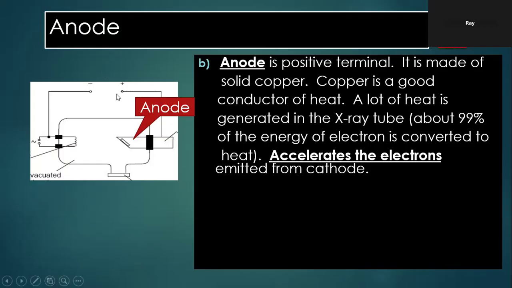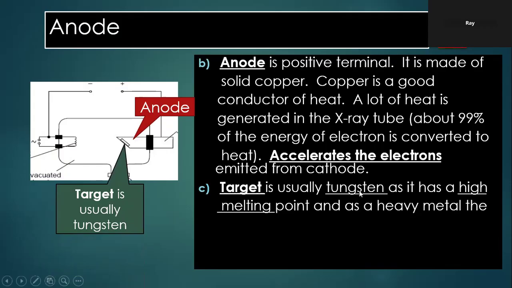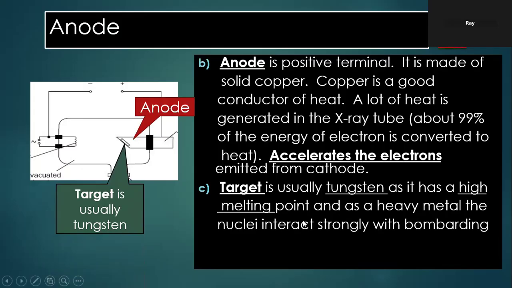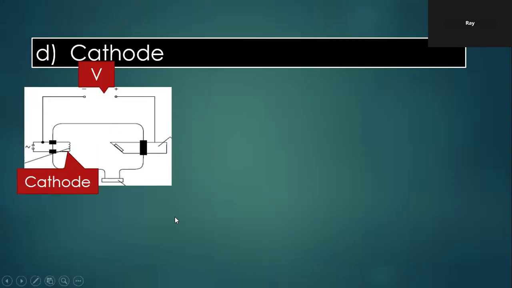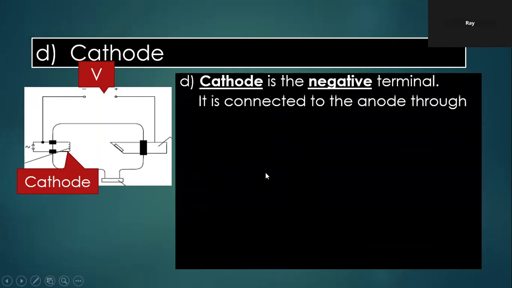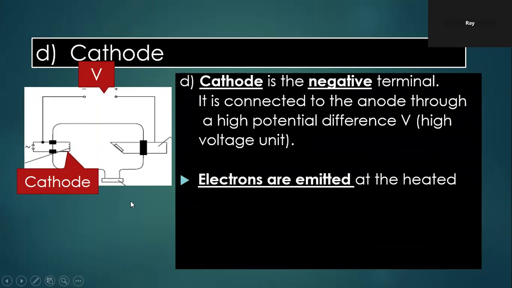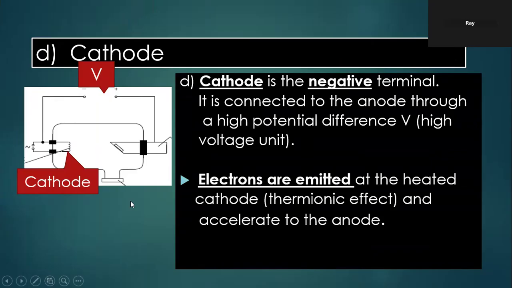The purpose of the accelerating voltage is to accelerate the electrons emitted from the cathode. That's the cathode. The target is usually tungsten as it has a high melting point, and as a heavy metal, the nuclei interact strongly with bombarding electrons to produce X-ray. So the electron will hit the target, and the X-ray is produced. The cathode is negatively charged, a negative accelerating voltage. It's connected to the anode through a high potential or accelerating voltage. Electrons are emitted at the heated cathode by the thermionic effect, and accelerate to the anode. The electron is emitted at the cathode, accelerated to hit the anode, the target there.